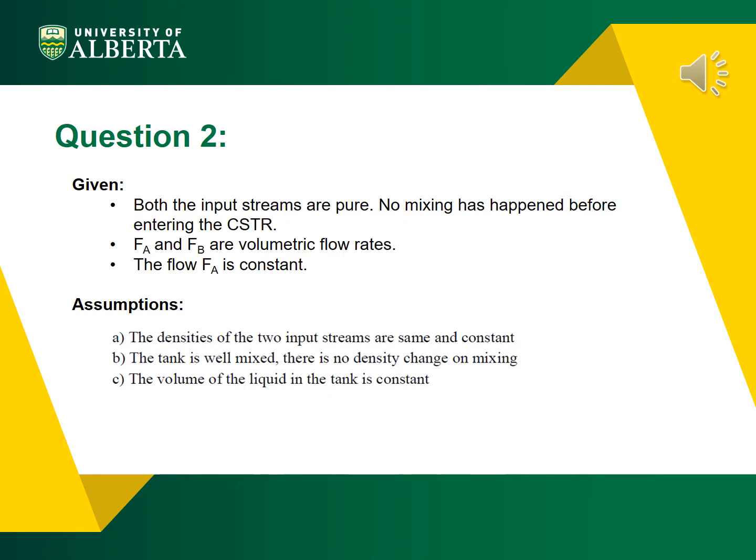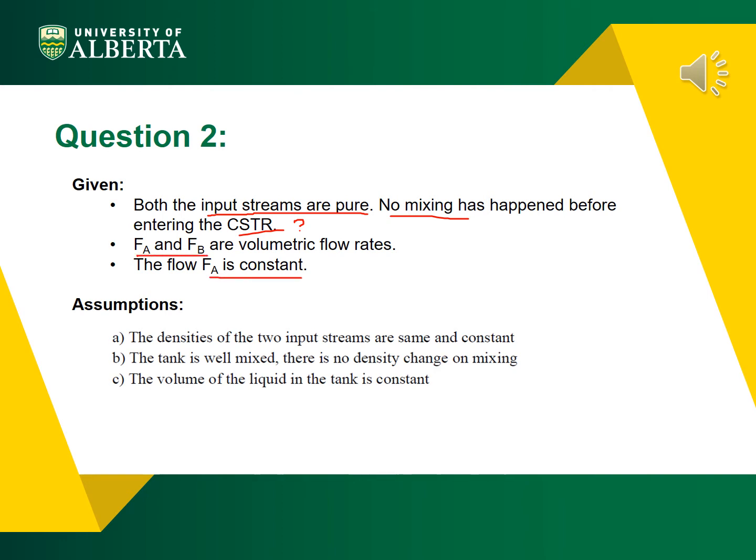It's always good to summarize the information which has been given in the question so that you don't miss out important points. So the information given in the question is like both the input streams are pure. No mixing has happened before entering the CSTR. CSTR is a continuous stirred tank reactor. FA and FB are the volumetric flow rates. The flow FA is constant.